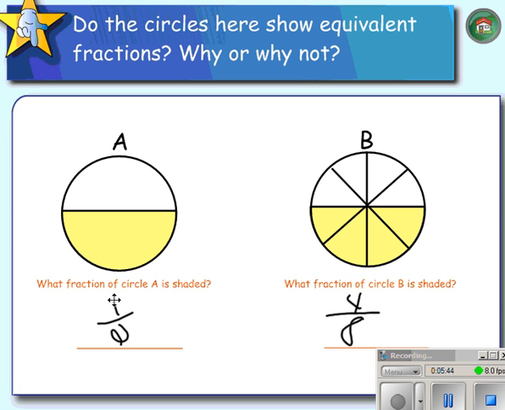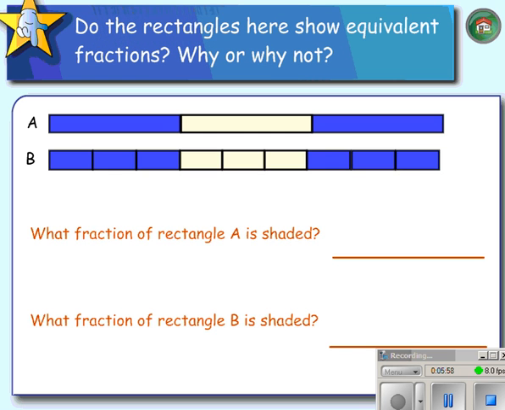Are they equivalent? Why are they equivalent? Evan, why are they equivalent? Because they are colored the same amount. The exact same amount is shaded in both of them. Okay, so those two are equivalent. Technically, shaded means with color.